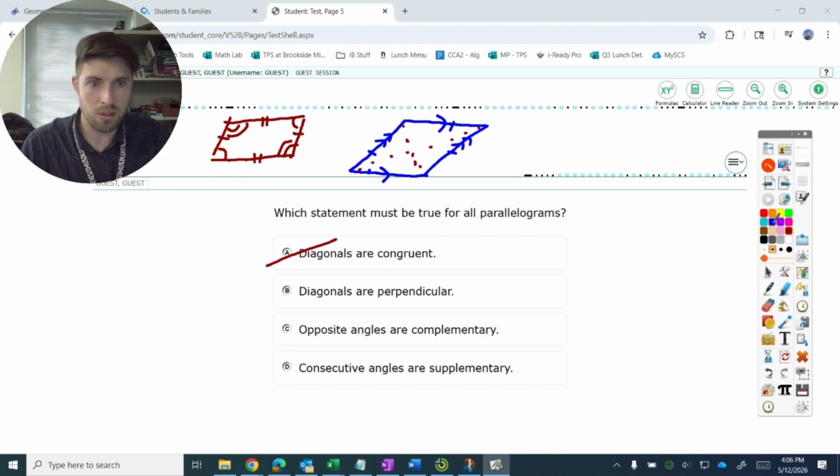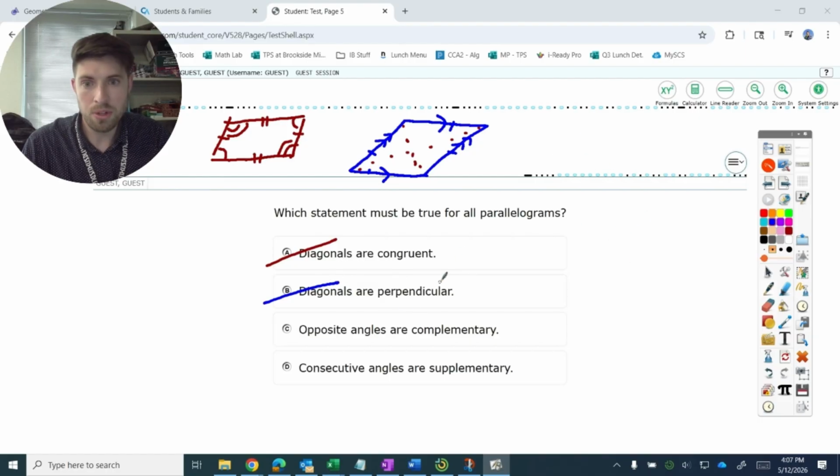Now, similarly here, this one will be better served if you draw it on a coordinate plane. So you'd want to draw them a little bit more specifically, but if you make a diagram, you'll be able to see, especially if you can use some sort of graph to prove this, that the diagonals are not going to be perpendicular for most of our parallelograms. Okay, opposite angles are complementary.